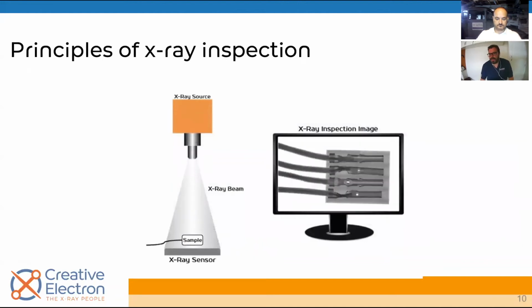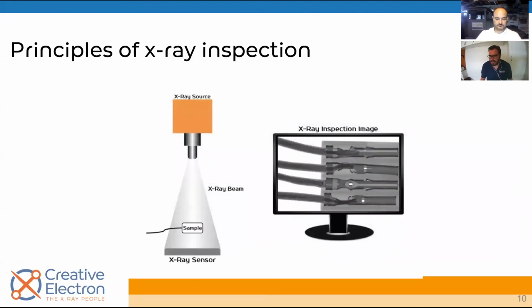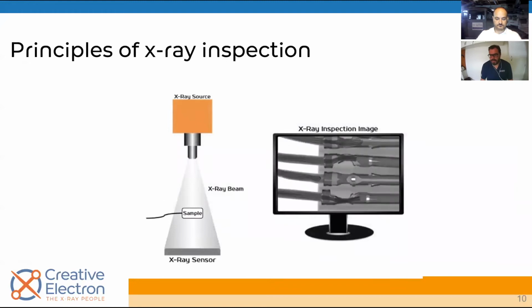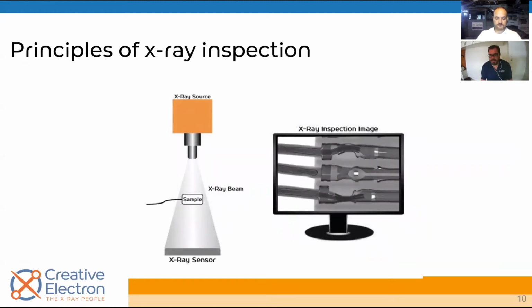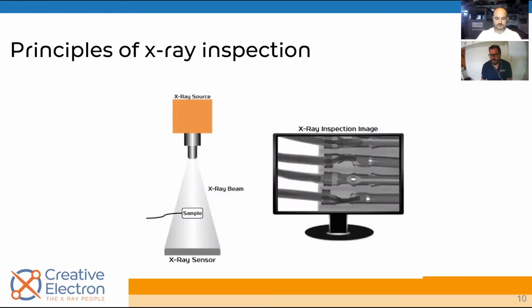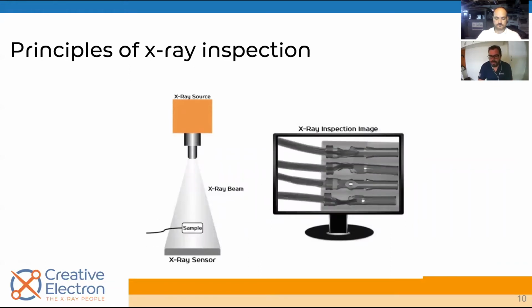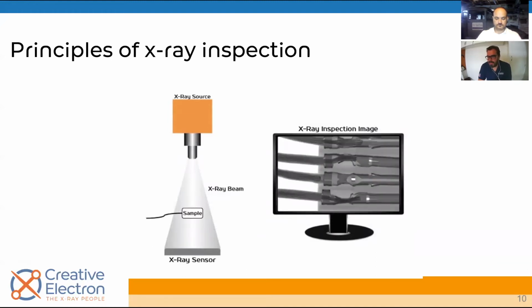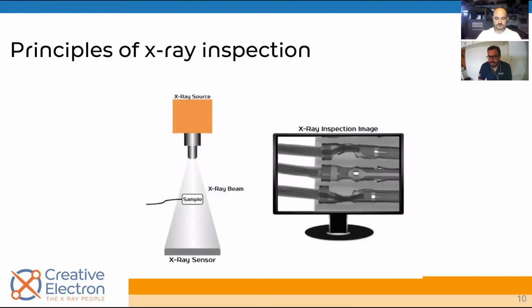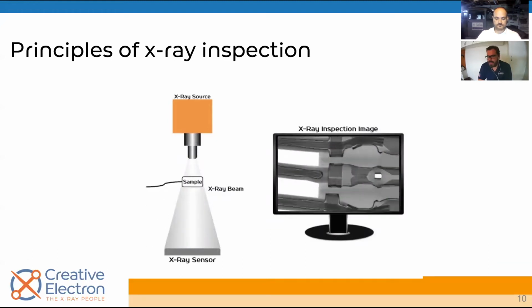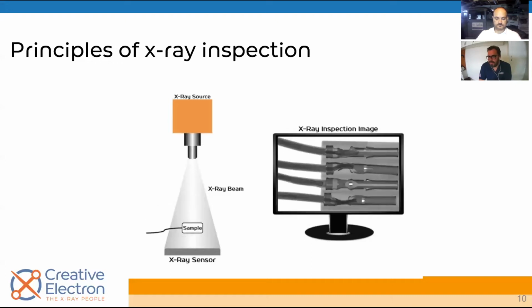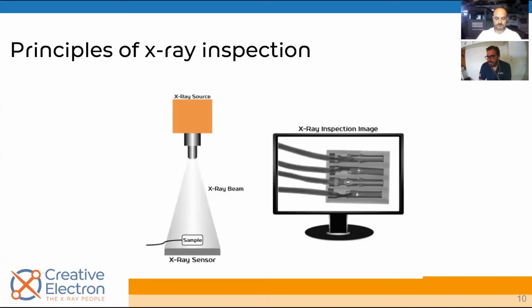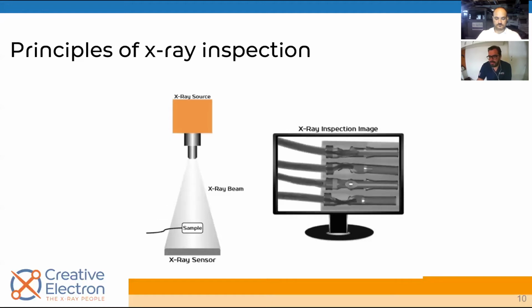Here's basically how an X-ray image is produced. You have the main components, which are the source and the detector, and then you have your sample moving in and out, closer to and farther from the source, creating magnification. Here's a perfect example for a BGA or a QFN. You are penetrating the object and seeing inside, and inside you can see the balls of a BGA or the voiding on a QFN.